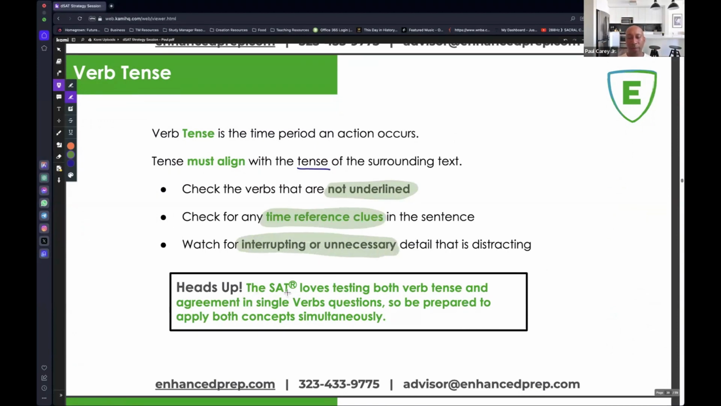Note the key at the bottom. The SAT loves testing both verb tense and agreement in single verb questions. So be prepared to apply multiple strategies. One of the things that you'll start to see with some of these questions is that there's going to be a lot of different strategies that you may need to use at different points in time. So just make sure that you're thinking about what are all those different clues that are around. How can you let the test help you? Okay.